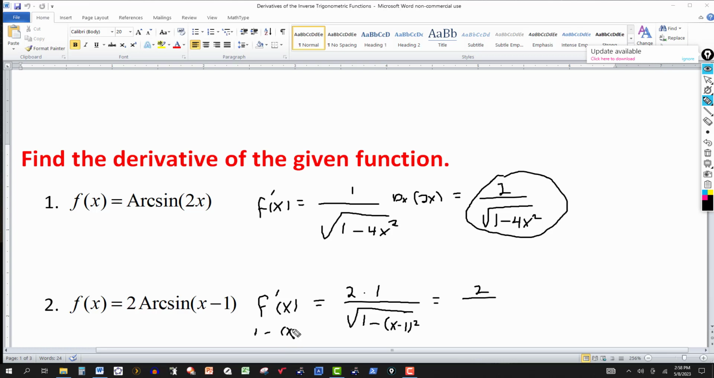We get x squared minus 2x plus 1. And then distribute the negative here, we get negative x squared plus 2x, and a minus 1 and a 1 cancel. So this simplifies under the radical here to 2x minus x squared. That's the derivative of the second one.